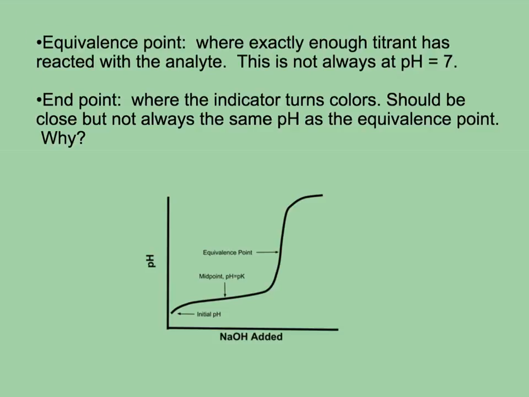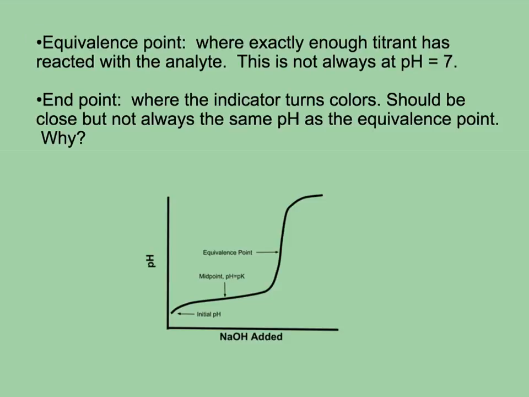So if it's a 1-to-1 ratio, then the moles of acid are equal to the moles of base. If it's a 2-to-1 ratio, then the moles of acid to moles of base are 2-to-1, and so on. So that's when basically you have no limiting reactant. Your acid has completely reacted with the base. No excess reactant, no limiting reactant. Notice that this is not always at a pH of 7.